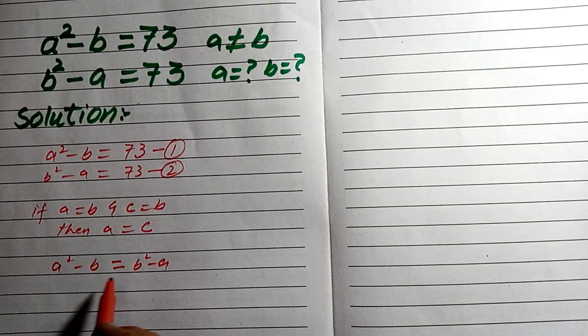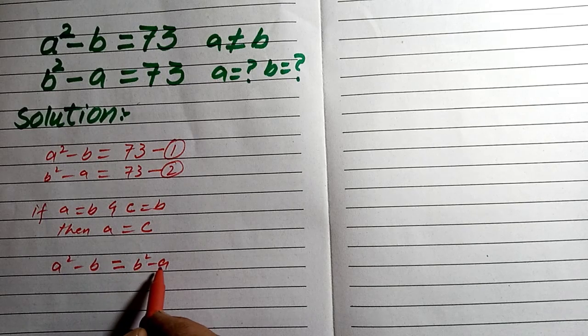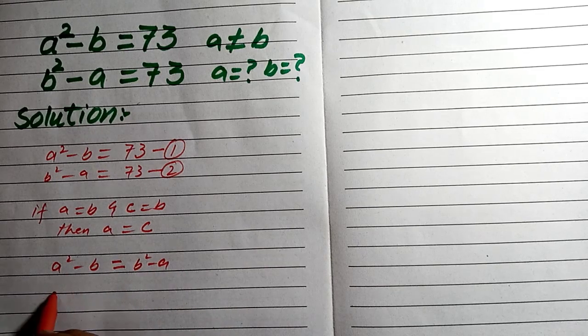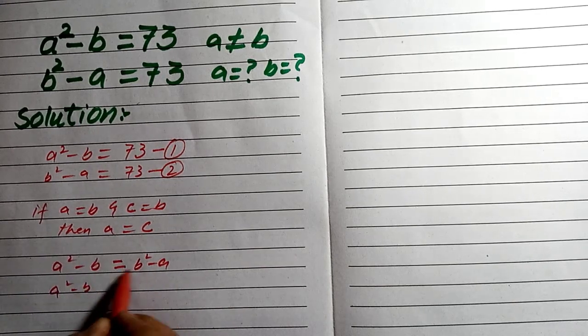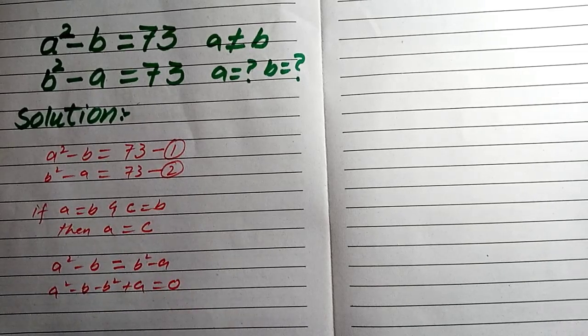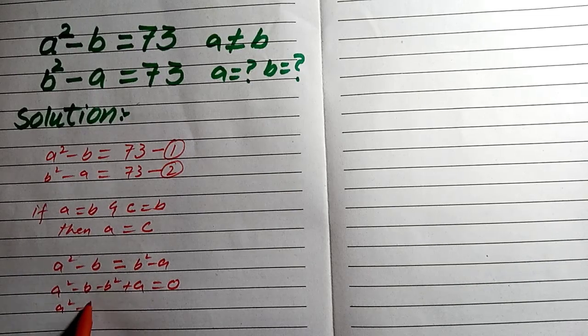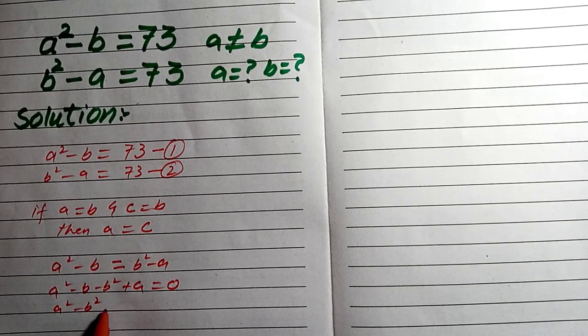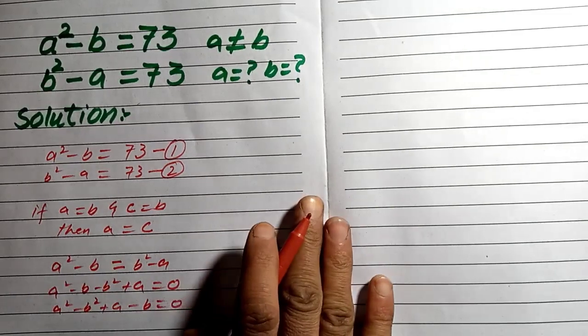So here, if we add b square, subtract b square and add a square on both sides, we get a square minus b square minus b plus a, which is equivalent to 0. So this is a square, this is b square, then minus b and plus a, which is equal to 0.